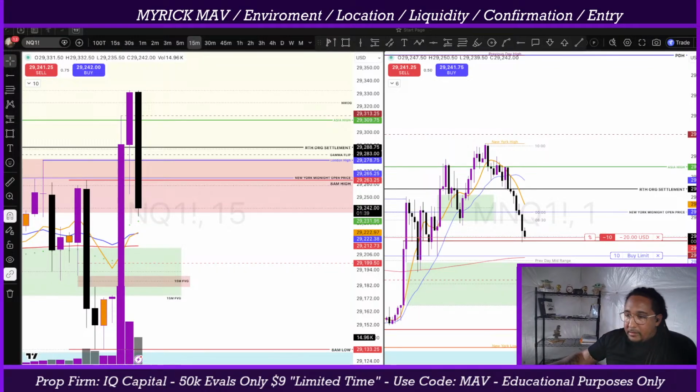Looking to get into the re-entry on this short, increased our risk. Looking for a continuation to these equal lows here. Right there, these equal lows. See if we can get that push to the downside.